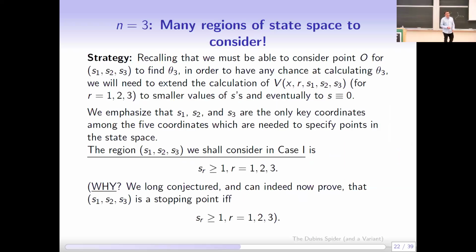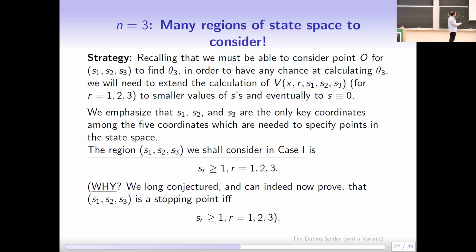Okay, so then the question is, how do we extend it to beyond 3? So in order to find theta 3, which will give the spider constant, we need to extend the calculation of the value function to smaller and smaller values of the s's and eventually to s to be equal to 0. And notice that we do have a vector of 5 coordinates, but we're going to look at points in the state space, and the coordinates s1, s2, s3 here are the only key coordinates among the 5 coordinates that we need.